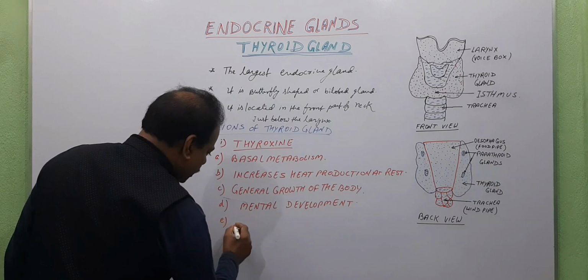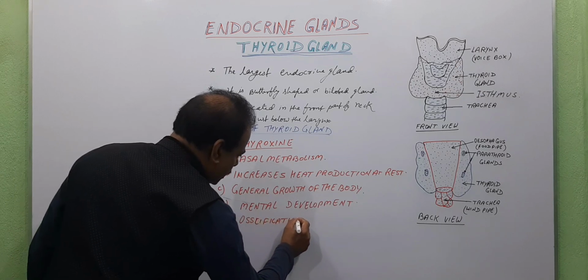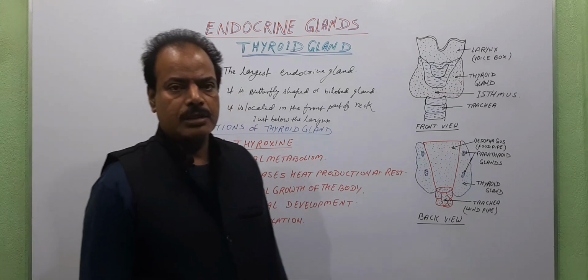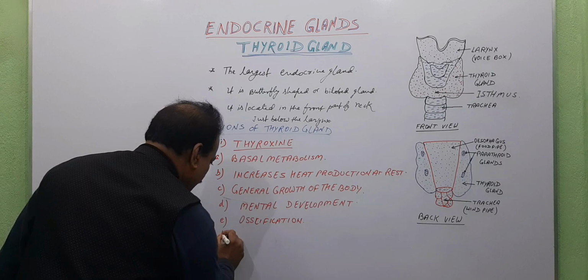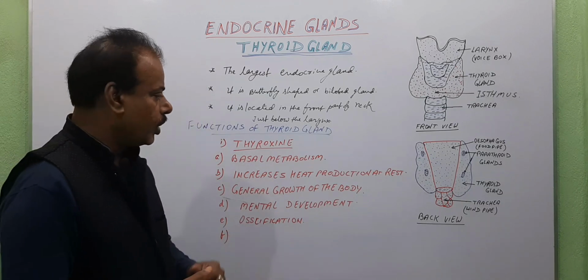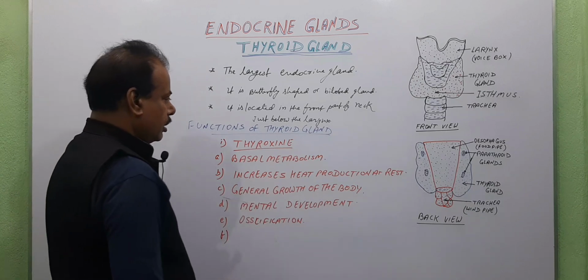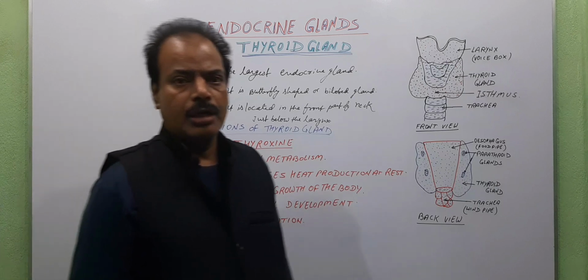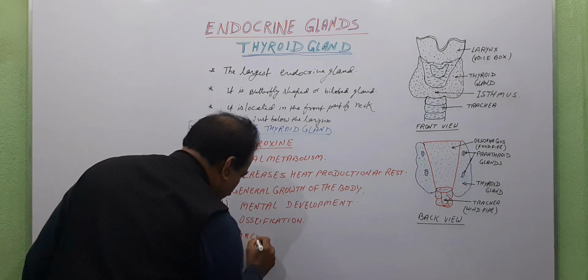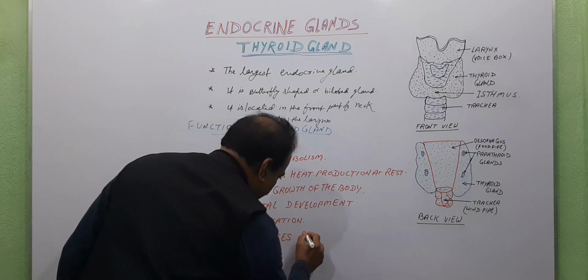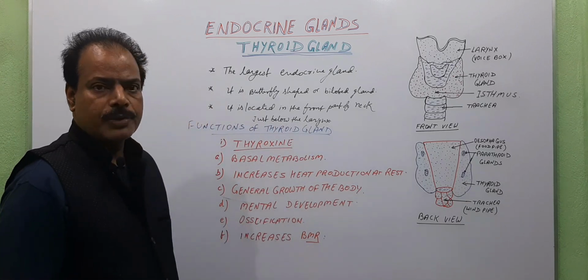Number 5 or E, ossification. Ossification means formation of osteocytes, which helps in increasing the length or growth of the bones. And number F, it regulates body temperature because it helps in heat production at rest, and it increases metabolism of proteins, fats, and carbohydrates also. It increases BMR, basal metabolic rate. So it increases BMR or basal metabolic rate.